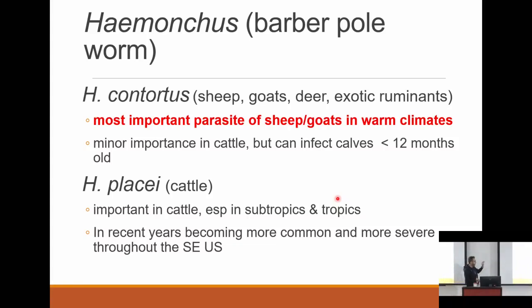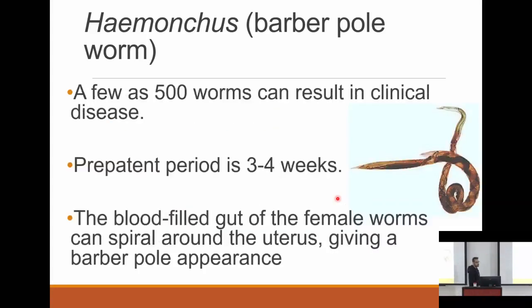Haemonchus placei, on the other hand, is an important parasite of cattle, but it can also infect sheep, and is most important in tropical and subtropical regions. In recent years, there is a big issue of haemonchosis in the southern part of the United States. You will see these cases in the southern belt on a daily basis. Very, very common there.